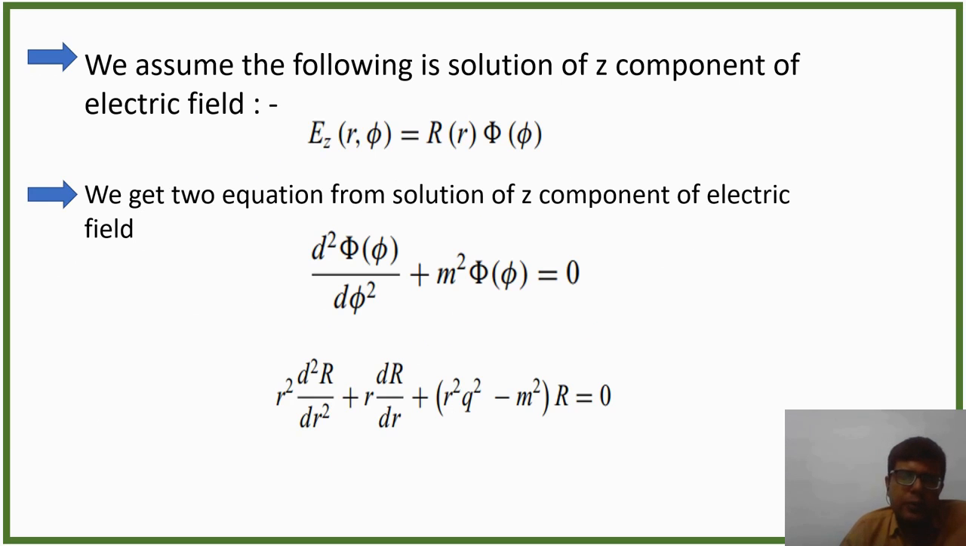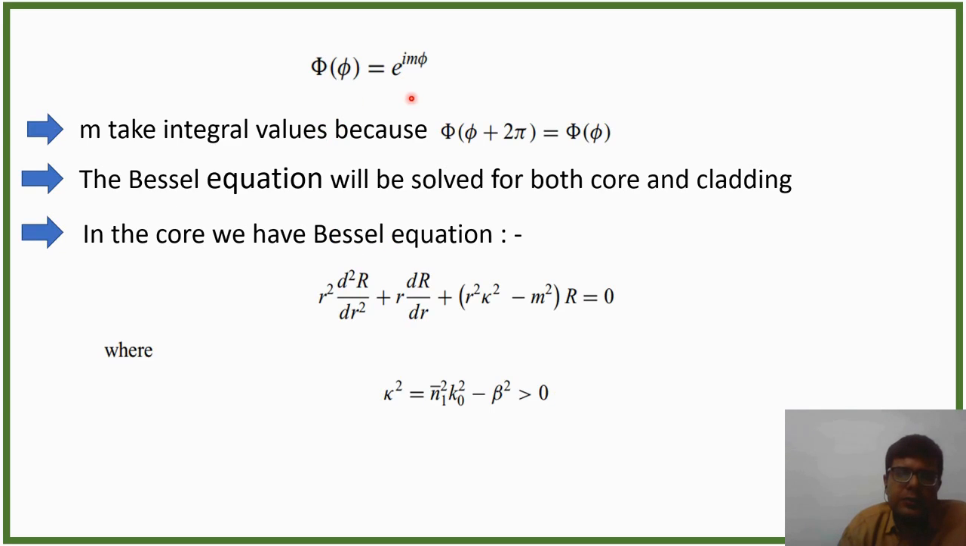We achieve the following solution of the Z component of the electric field. In this solution, we see that both parts become separated from each other. If they are totally independent of each other, we get two equations for the solution of the Z component of the electric field. These are two equations. The first one belongs to psi and the second is a Bessel function equation. The solution of psi is equal to exponential of i multiplied by m multiplied by phi.